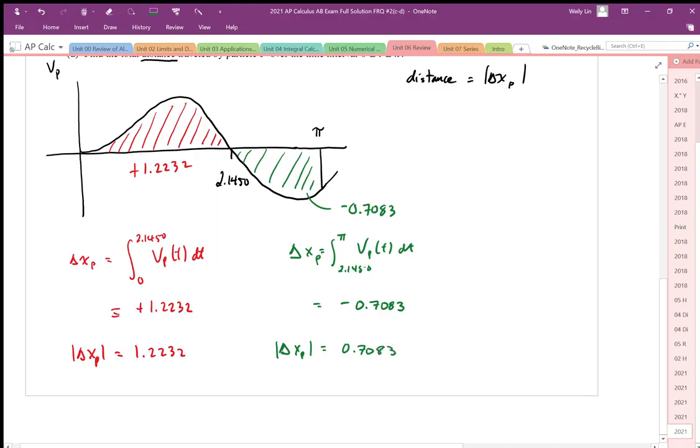So then the total distance traveled is going to be, when we add those two values together, 1.2232 plus 0.7083, and we get a total distance traveled of 1.9315 units. In this case, I think it's meters.